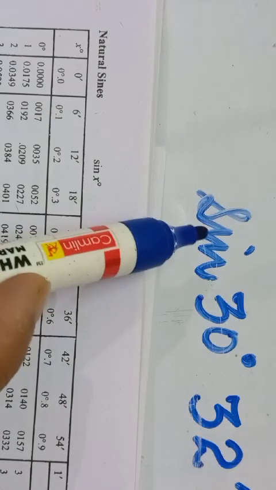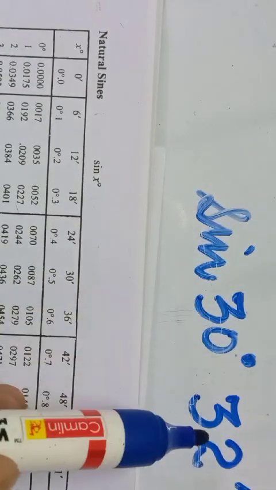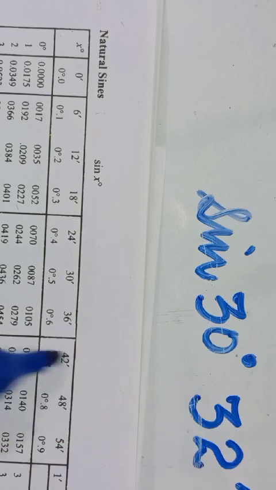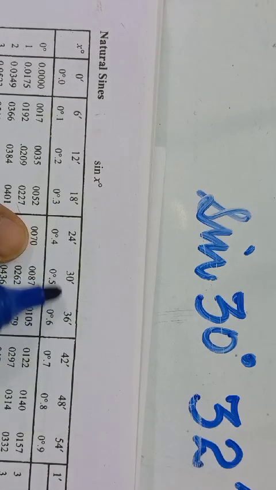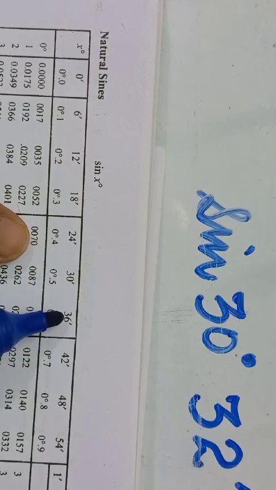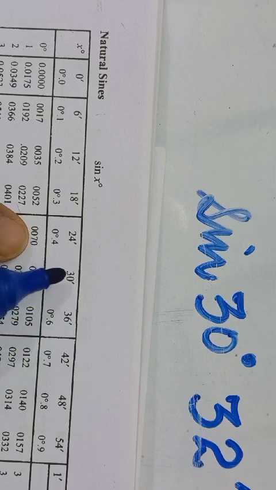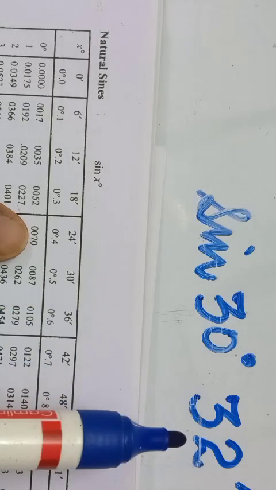This time my question does not say sine 30 degree 30 minutes, it says sine 30 degree 32 minutes. Now 32 minutes is not present in the minute column. As you can see, after 30 minutes it directly jumps to 36 minutes. So even if you take this column, you'll go wrong, because you want exact 32 minutes.